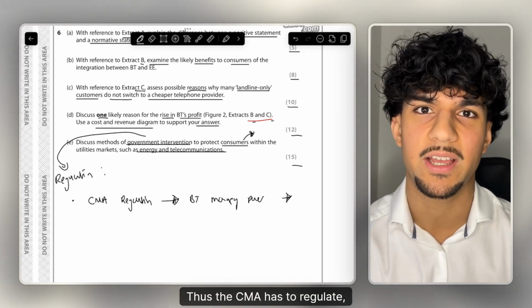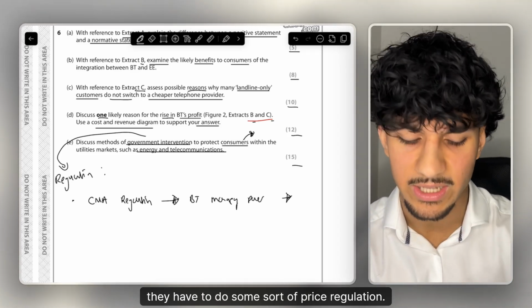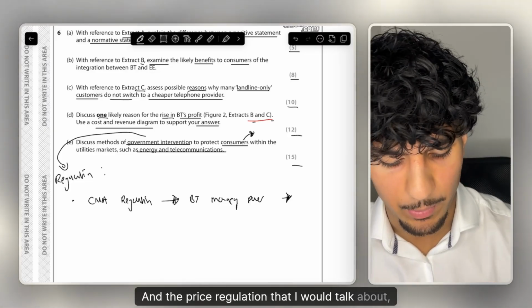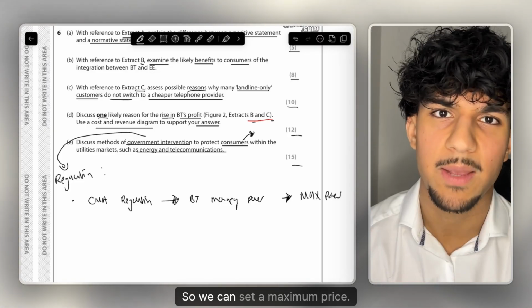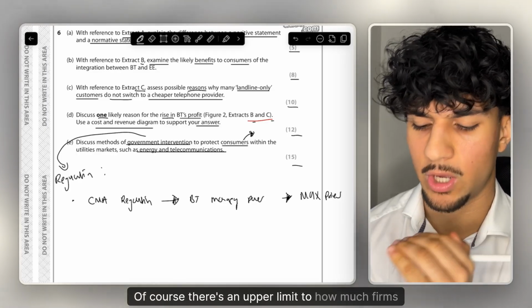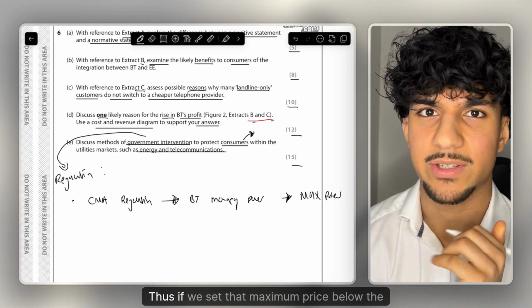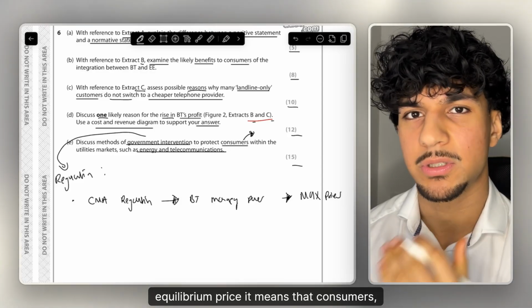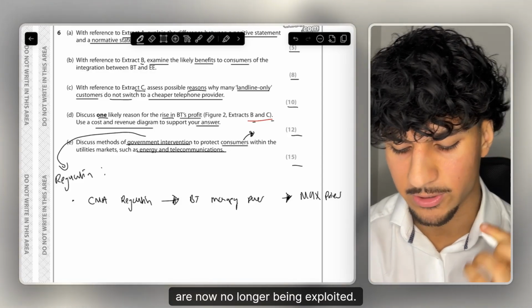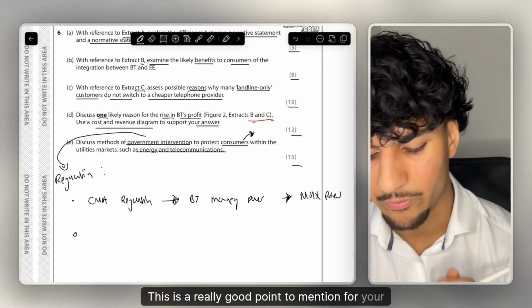Thus the CMA has to regulate. They have to do some sort of price regulation, and the price regulation I would talk about, an appropriate policy we could use, is of course maximum prices. So we could set a maximum price, which of course is the upper limit to how much firms can charge consumers. Thus, if we set that maximum price below the equilibrium price, it means that consumers are now no longer being exploited. This is a really good point to mention for your first paragraph.